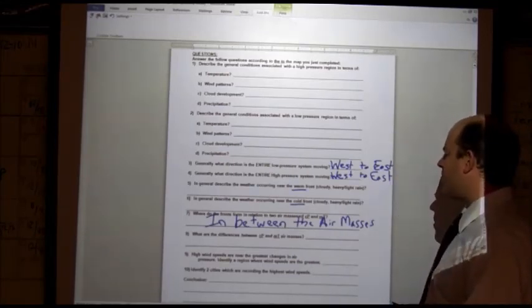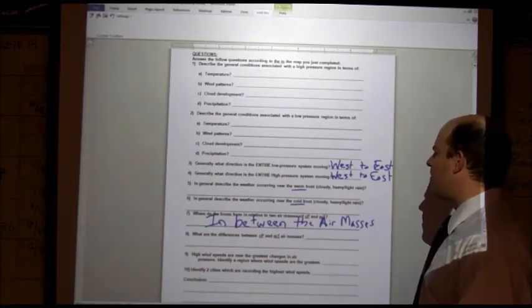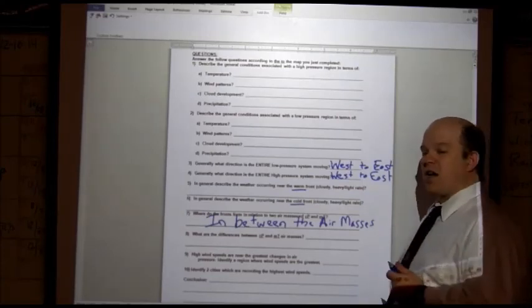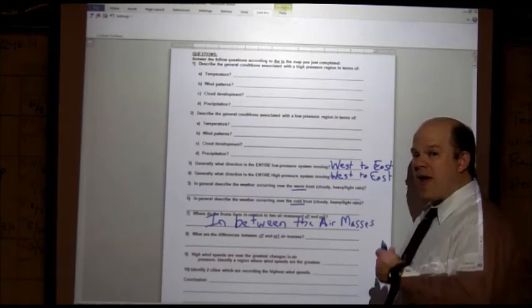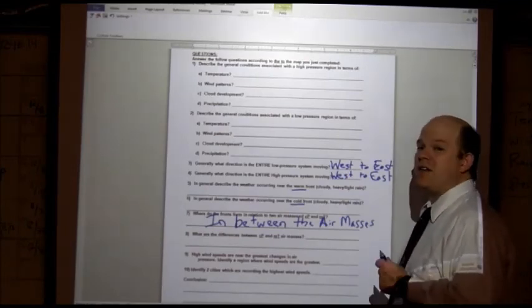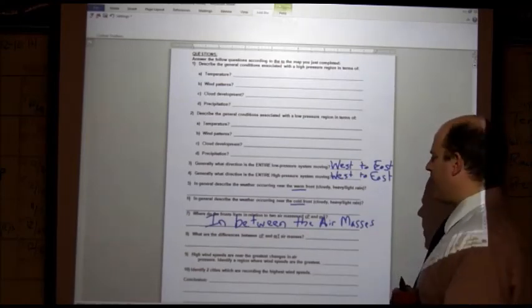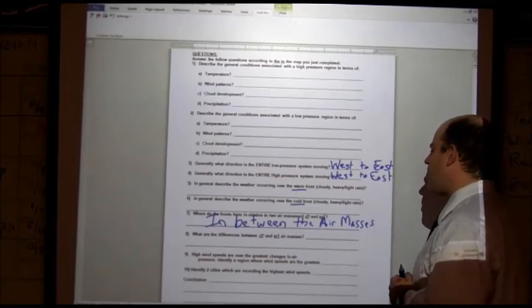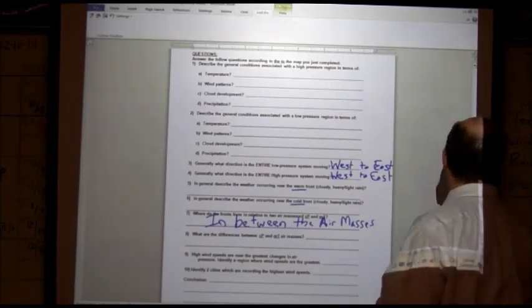High-speed winds near the ground, changes in air pressure. Identify a region where the wind speeds are the greatest. Again, just talked about this, okay? There's a couple areas. In fact, you identified them on your winds map. Go back to the winds questions and read your answers, okay? Or the pressure one or the other. Identify two cities which are recording the highest wind speeds. Again, basically it's the same question done over again.